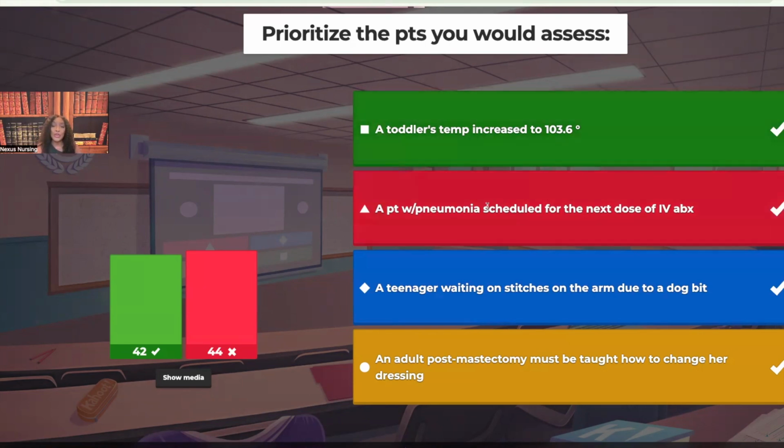Right after that is your patient with pneumonia. The patient's got an infection in the lungs. Can you live without your lungs? No, you can't. They need to breathe, right? So that patient that has that pneumonia, that infection in the lungs that needs antibiotics, that's who you're going to see next, after you assess the toddler.